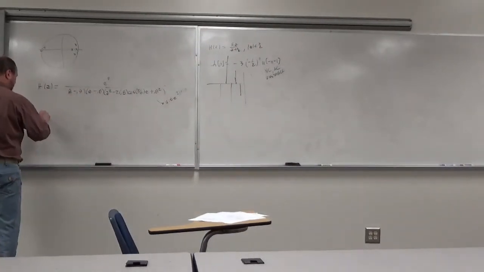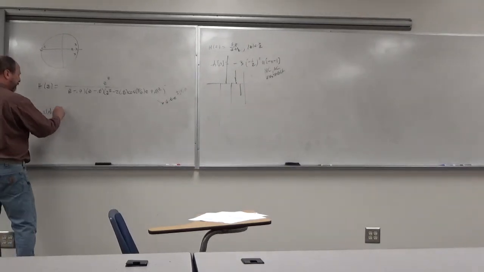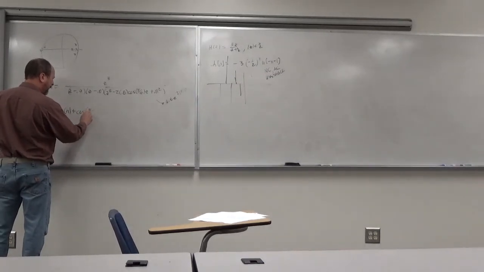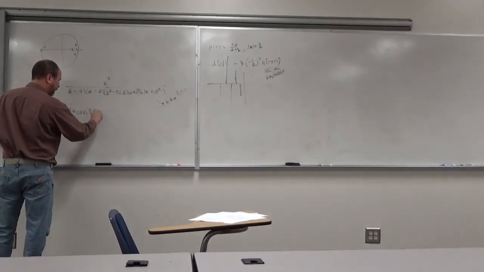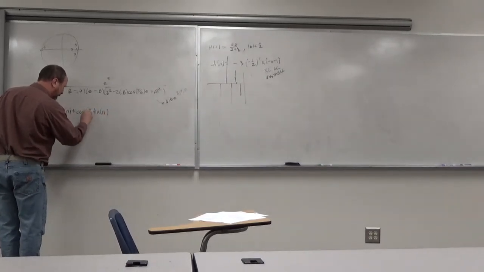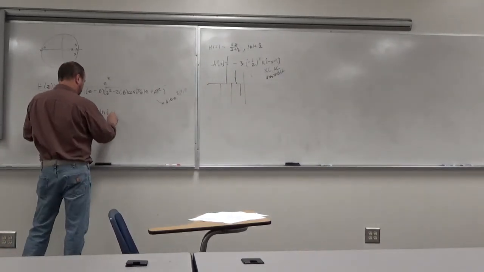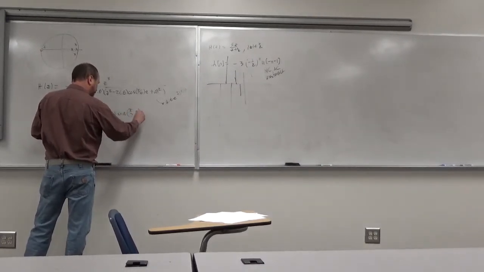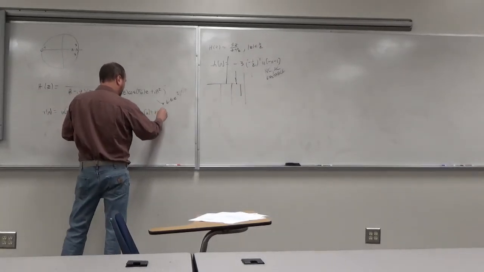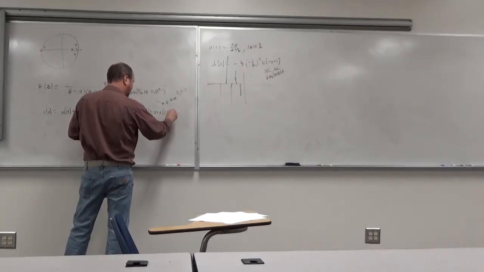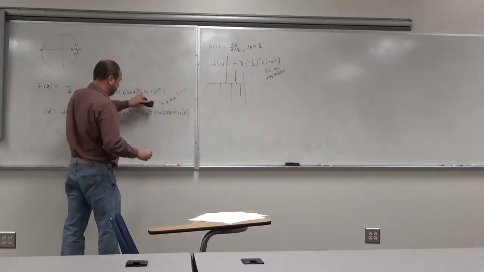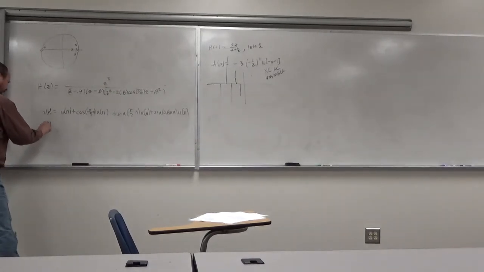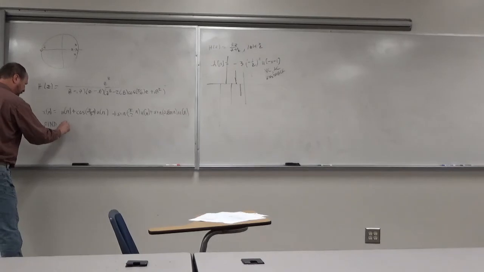My input to this system is x of n is u of n plus cosine of pi over 5 n u of n, plus sine of pi over 2 n u of n, plus sine of 0.8 pi n u of n. Okay. And the question, the problem I have for you is to find y of n.